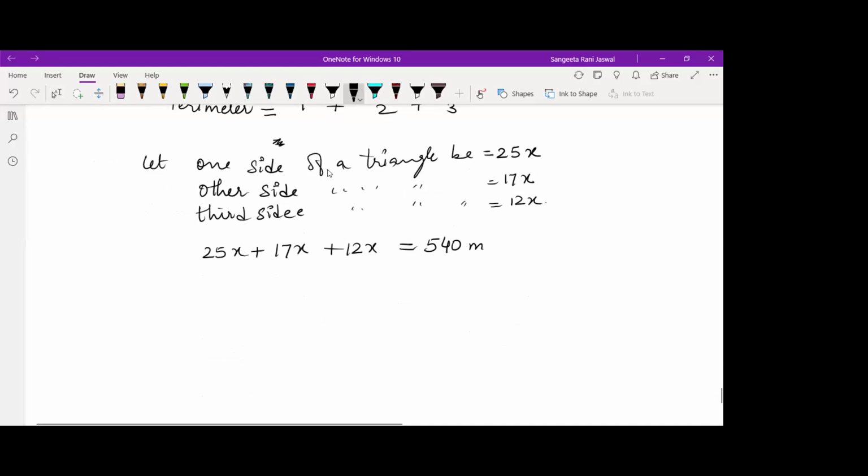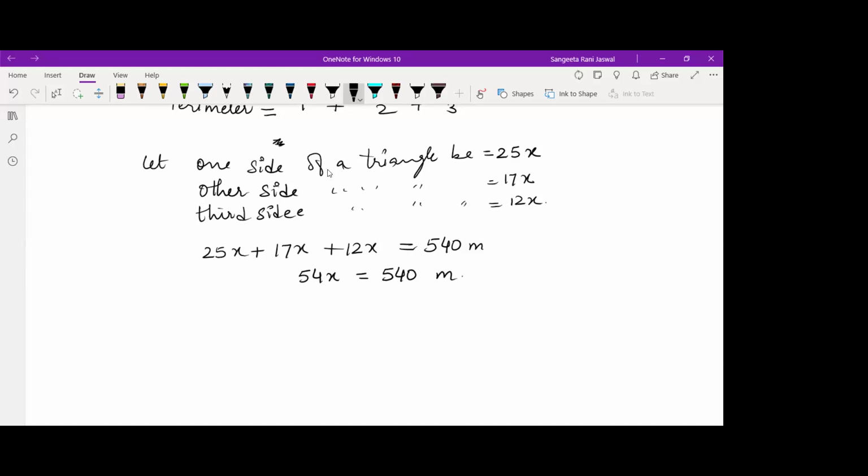Now when we add all these numbers, what do you get? 25 plus 17 plus 12. Add and tell me. Quickly add. 54. So that's 54x. So this will be 54x, which is equal to 540 meters.